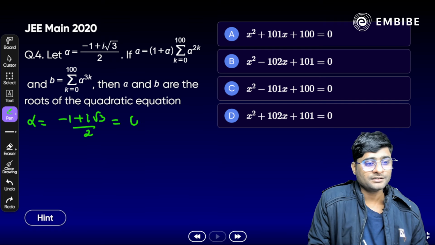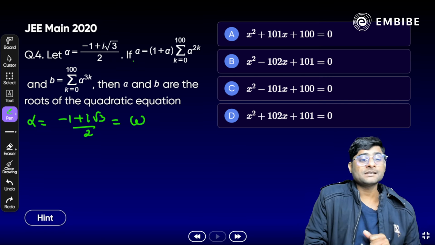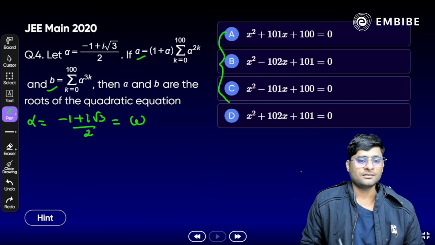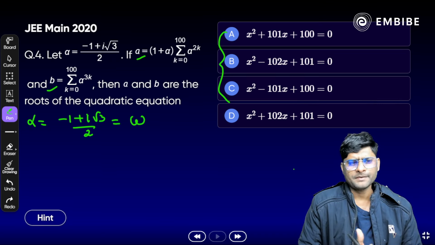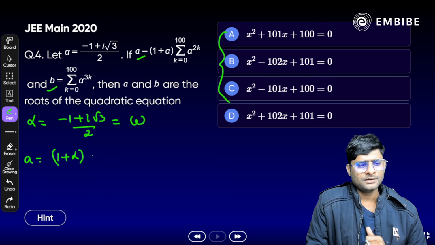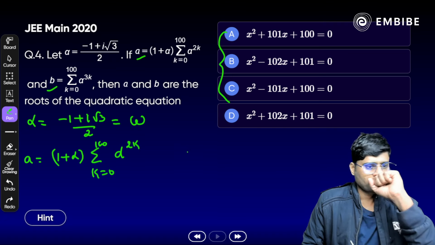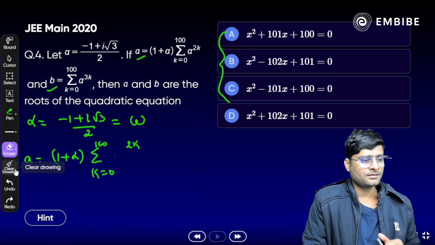It's nothing but, yes, omega, cube root of unity. Clear? Now, aapke paas A aur B ka value given hai yahan pe. Where A and B are the roots of which equation? So, सबसे पहले हम A पे बात करते हैं. A is nothing but 1 plus alpha summation k equal to 0 to 100 alpha raised to the power 2k. Can we expand? क्या हम इसे expand कर दें?